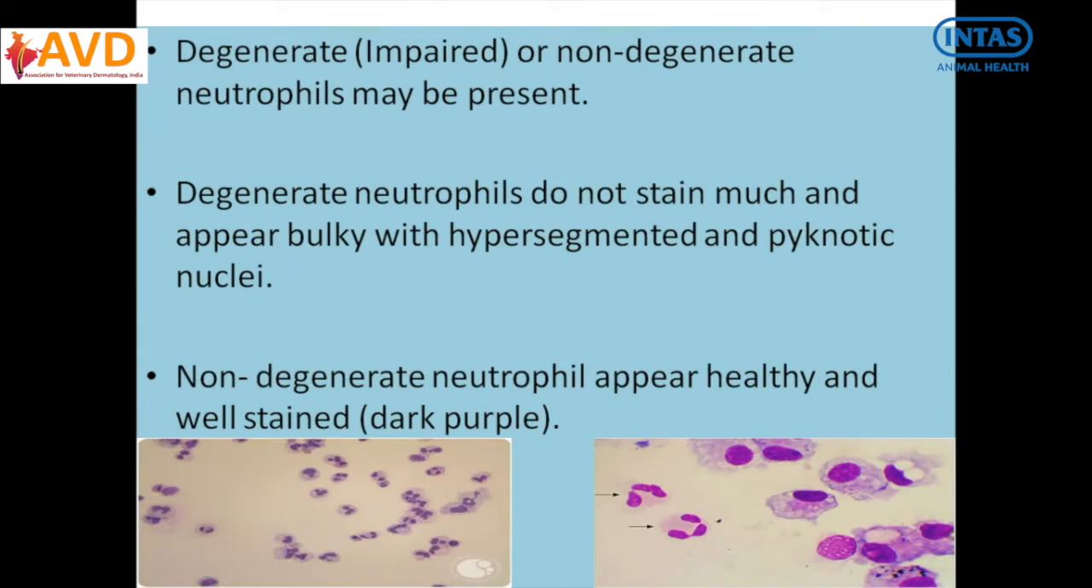So degenerate or non-degenerate neutrophils may be present. Either impaired neutrophils or normal neutrophils can be seen. Degenerate neutrophils are lightly stained, as you can see in the picture on the left, and are more bulky with hypersegmented and pyknotic nuclei. So the nuclear segmentation will be more, and the shape will be erratic. All these things will be seen in degenerate neutrophils, whereas non-degenerate neutrophils on the right side appear healthy and well stained with a dark purple color.